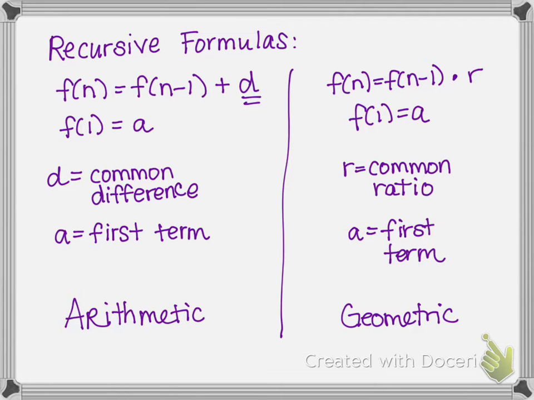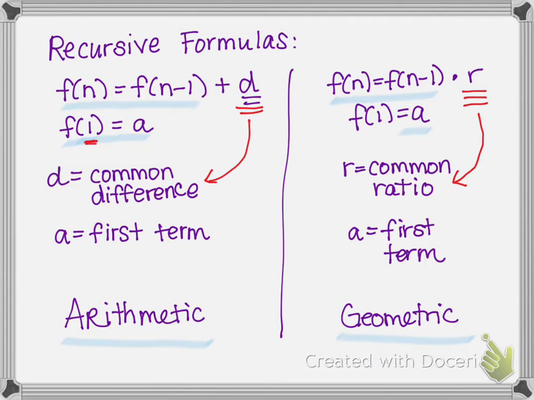So what you're seeing on the screen in front of you is two different recursive formulas, one for the arithmetic sequence and one for the geometric sequence. What you'll notice is that the very beginning part for both of them are exactly the same, okay? The only thing that's different is this ending value right here, okay? And the D being the common difference and the R being the common ratio. And the A here represents the first term. And the reason why it represents the first term is because of this f of 1.